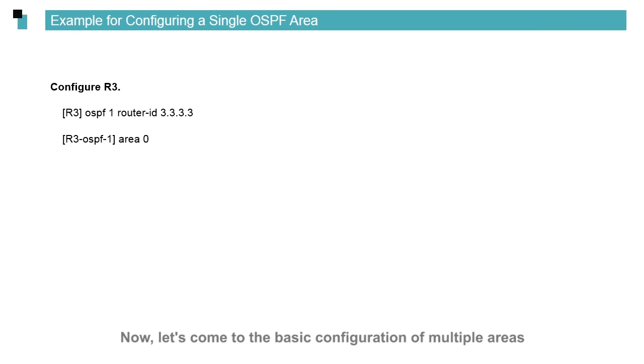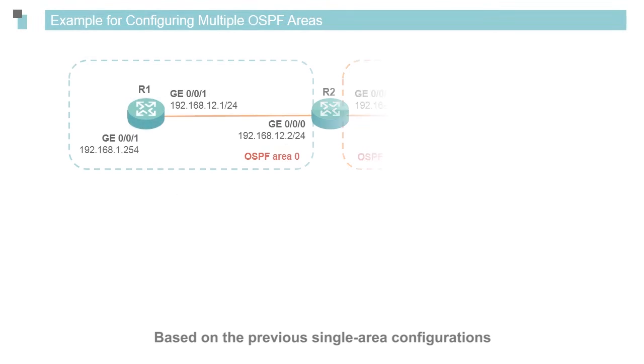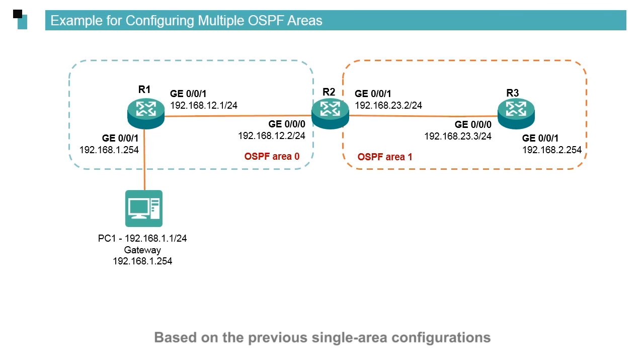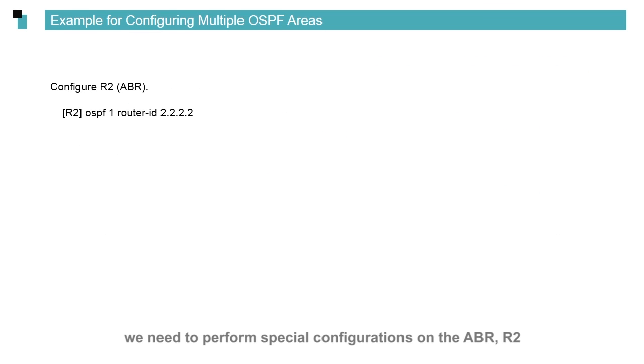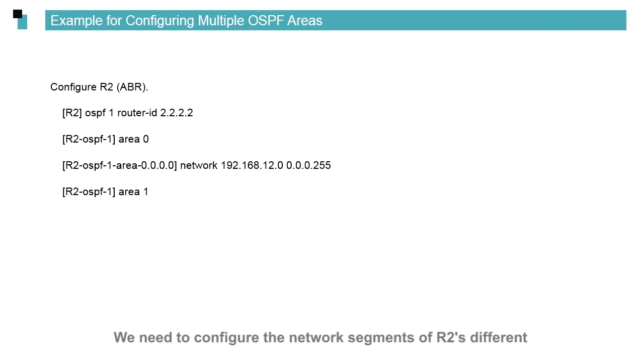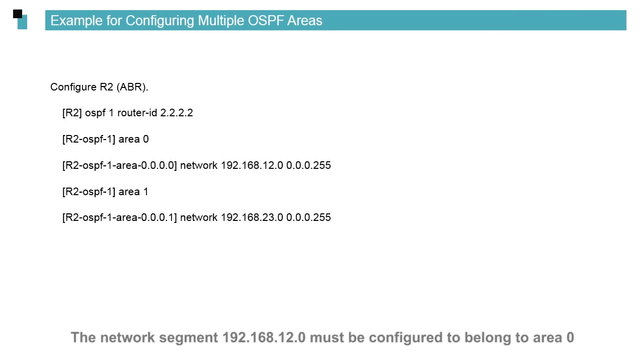Now let's come to the basic configuration of multiple areas. Based on the previous single area configurations, we need to perform special configurations on the ABR R2. We need to configure the network segments of R2's different interfaces to belong to different areas. The network segment 192.168.12.0 must be configured to belong to Area 0, and the network segment 192.168.23.0 must be configured to belong to Area 1.